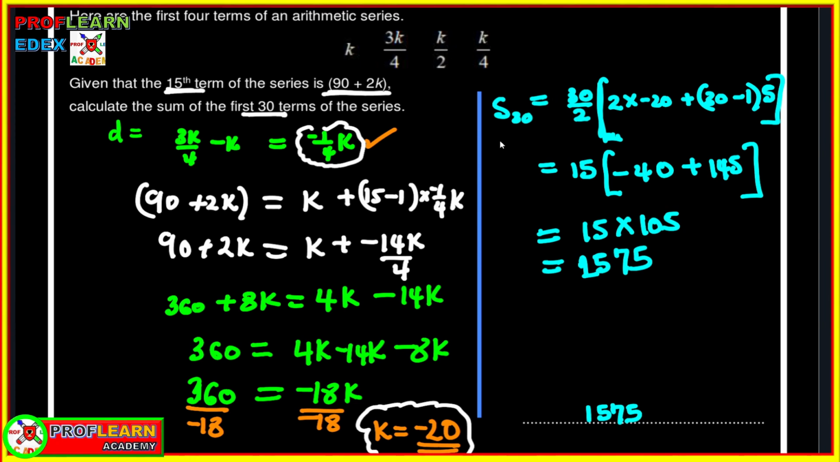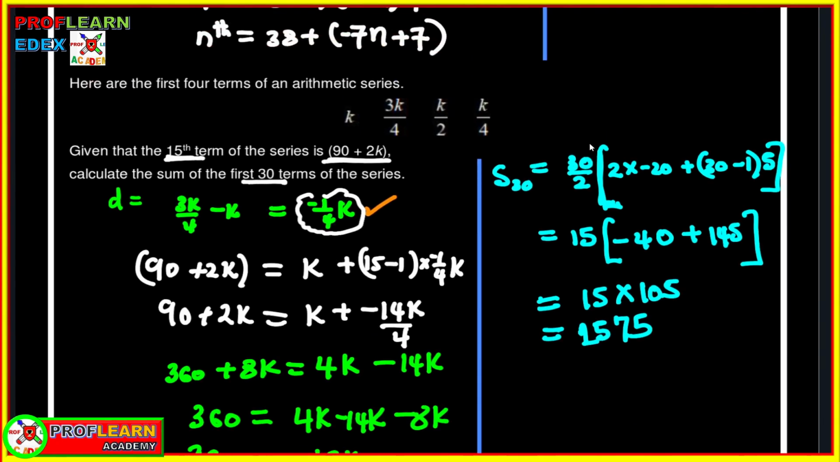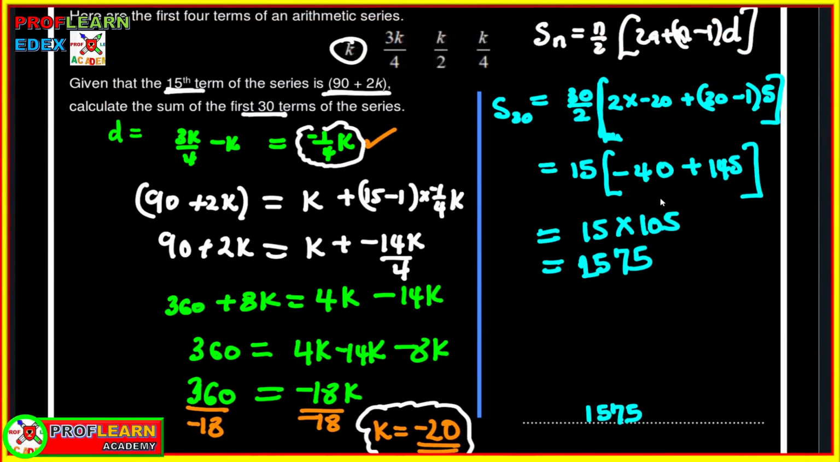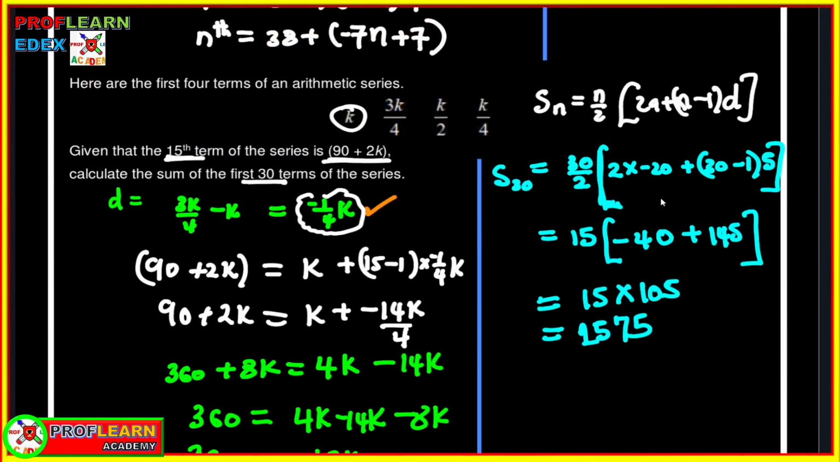We are going to substitute this into the sum formula: S_n equals n over 2 into 2a plus (n minus 1) into d. Our a is the first term, which is k, and we had gotten it at this given point. So the common difference is going to be what?